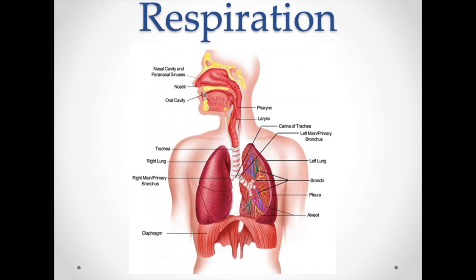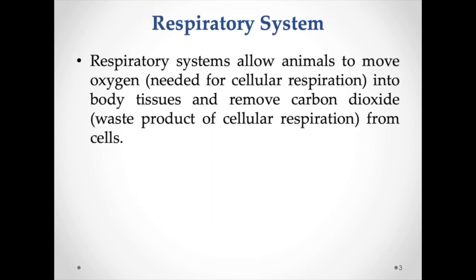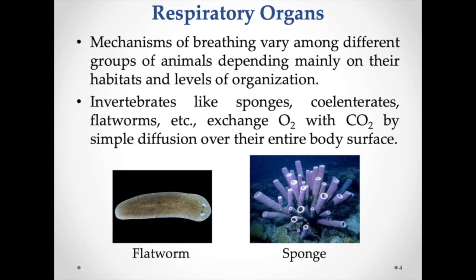Today we will study about respiration. Let us start with what the respiratory system does. The respiratory system allows animals to move oxygen into body tissues and remove carbon dioxide from the cells. Respiratory organs and the mechanism of breathing vary among different groups of animals, depending mainly on their habitats and level of organization.